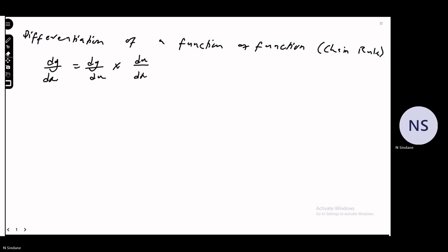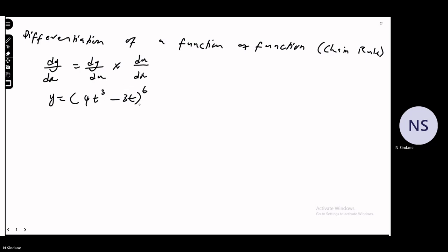Say you're given a question, they want you to differentiate y equals, in bracket, 4t cubed minus 3t, to the power 6. The reason we call it a function of a function is because it is a function inside another function, right? The outside function here is an exponential function, but the inner function is a cubic function, right? So we need to differentiate the two functions.